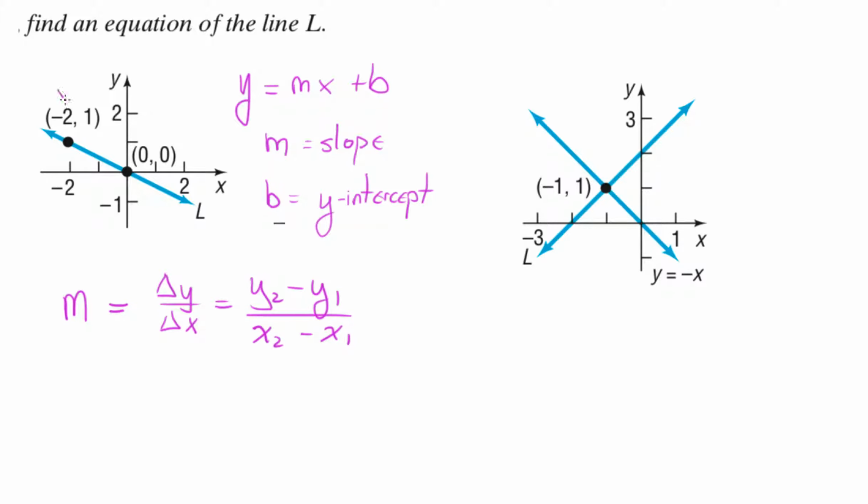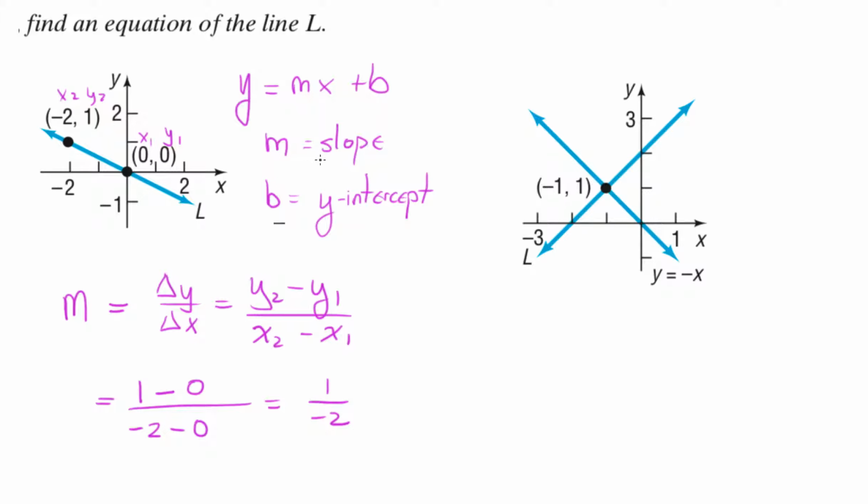It's actually x2, y2, and x1, y1. So my slope is going to be y2, which is 1, minus y1, which is 0, over x2, which is negative 2, minus x1, which is 0, which is going to be 1 over negative 2.